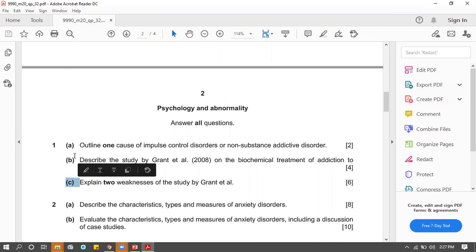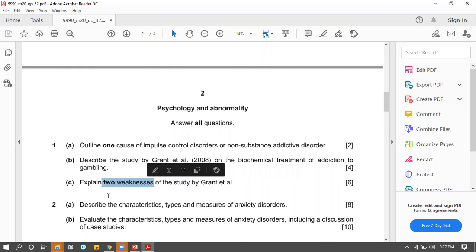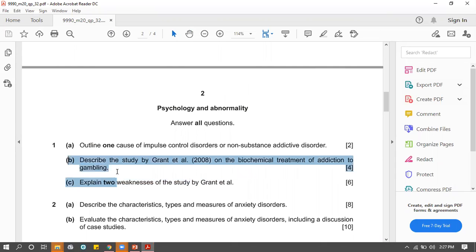C is going to ask about evaluation. It's always going to be two weaknesses, two strengths, or one weakness, one strength. So if one part B was about the Beck Depression Inventory that you just described, one part C will ask for two strengths, two weaknesses, or one weakness and one strength. Every single point has 3 marks. It's never going to be more than three.